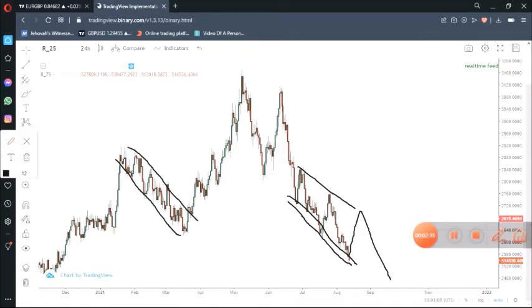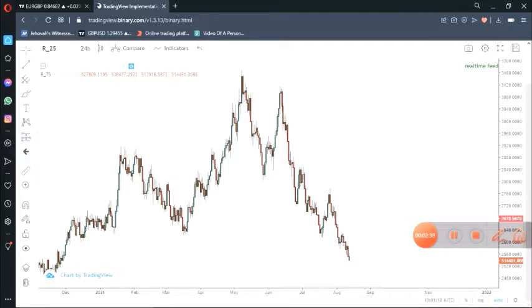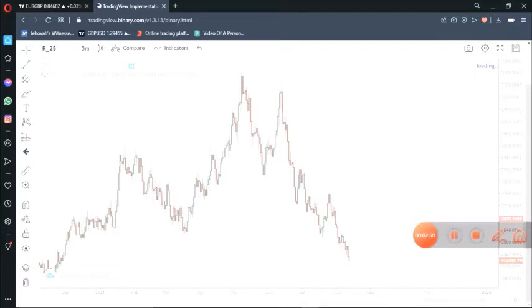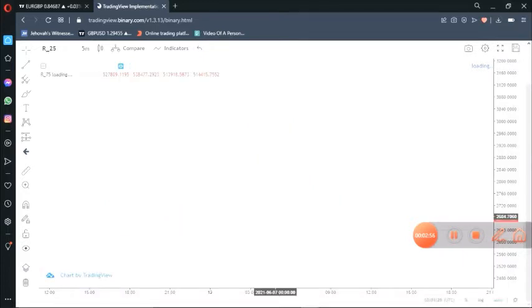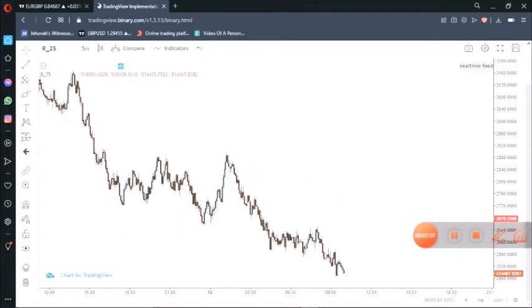Dropping down to your smaller time frame, let's do the 5-minute time frame. The 5-minute and 15-minute is where you would find the best patterns.